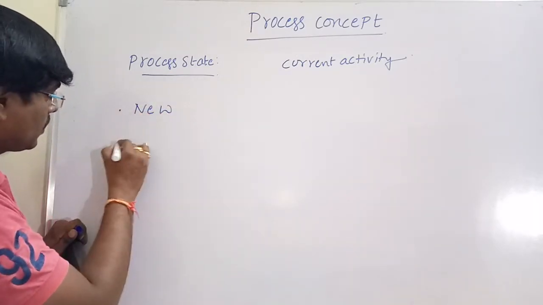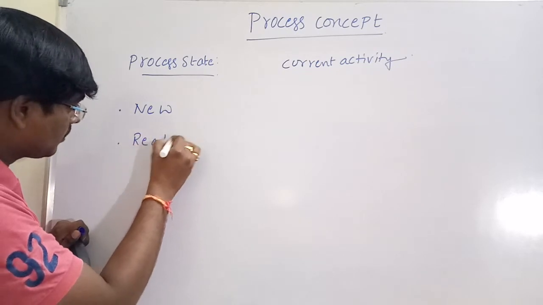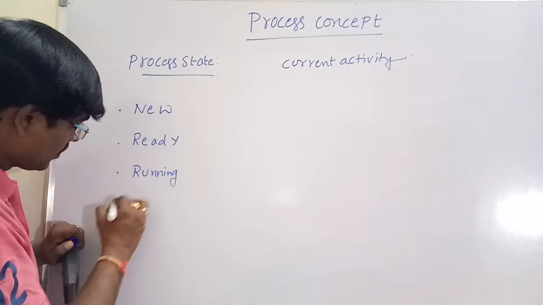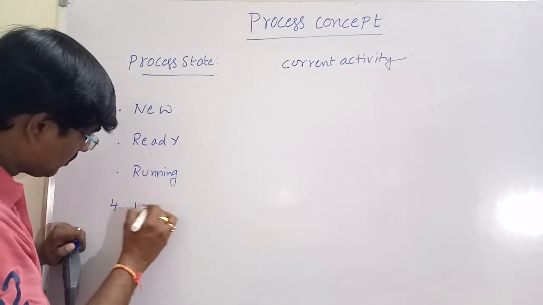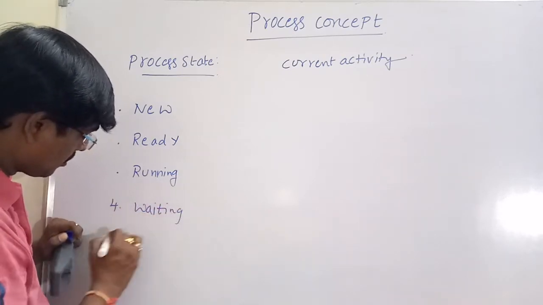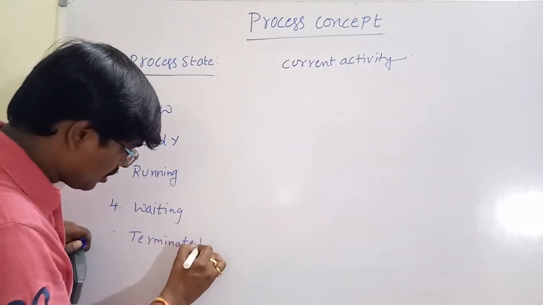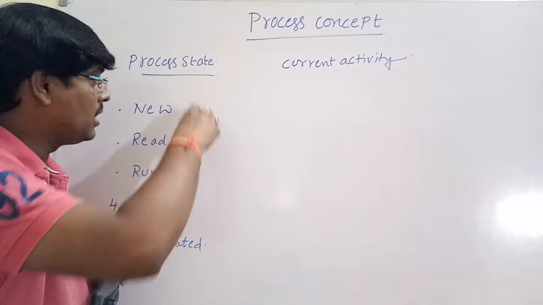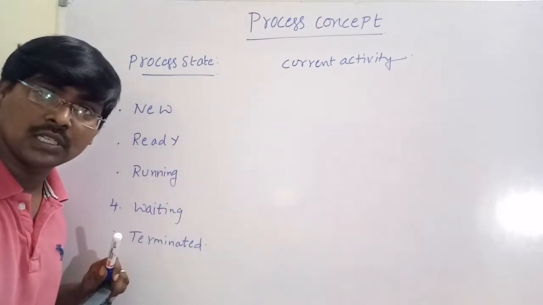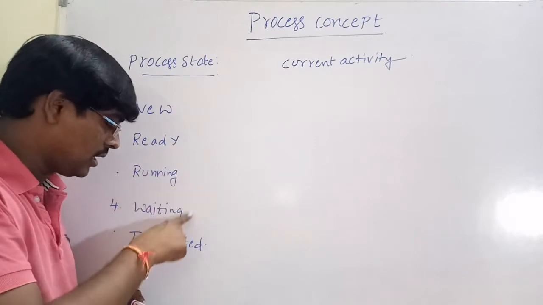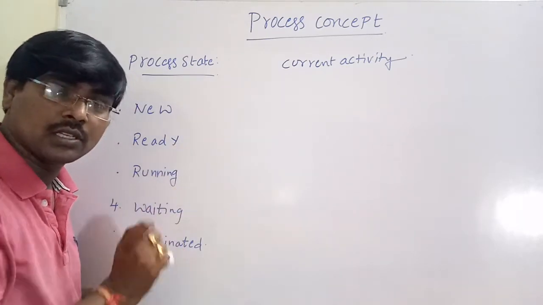New, ready, running, waiting, terminated. That is, a process is in any of these 5 states: new state, ready state, running state, waiting state, or terminated state.